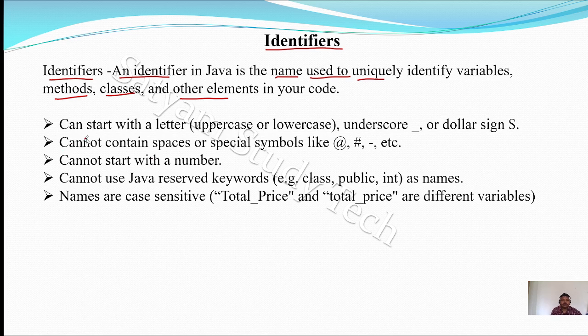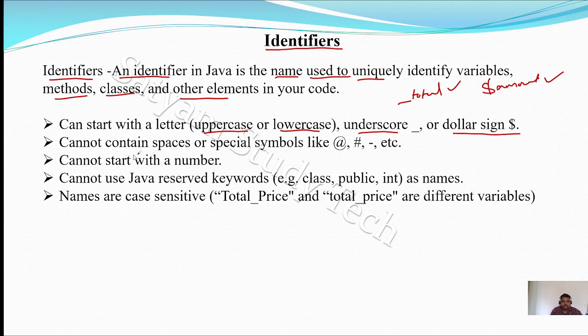So these are the rules. Any identifier can start with a letter, uppercase or lowercase, an underscore, or a dollar sign. These are the special characters, underscore and dollar, that you can use in an identifier. You can start with an underscore, for example _total, which is valid. Similarly, $amount, dollar amount, is also a valid identifier.